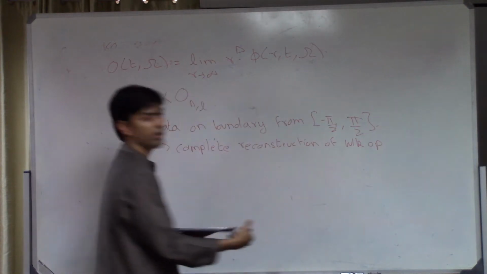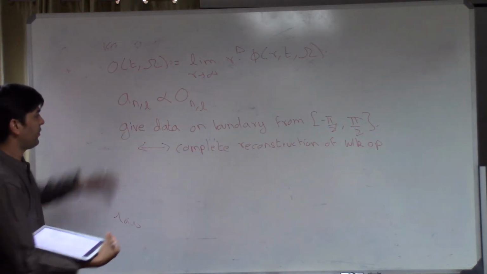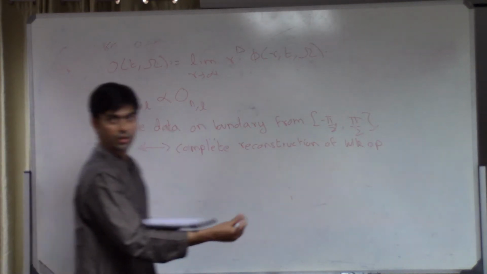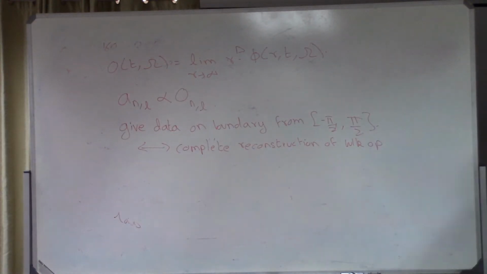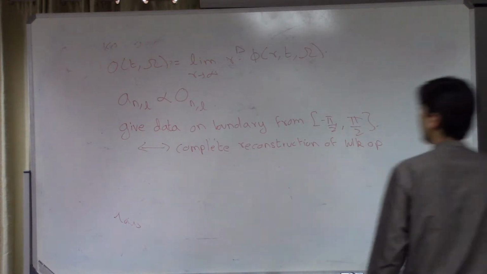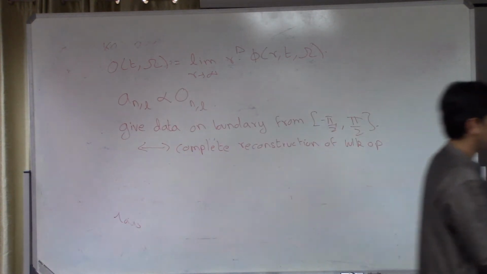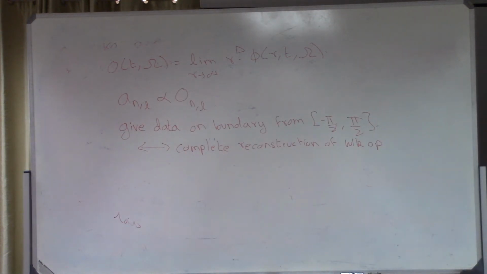Okay. Is this clear? The reason for this is that if I give you O of t, you Fourier transform O of t. You know that the allowed frequencies that appear in O of t have to be delta plus L plus 2n. Therefore, you get O of n L. Okay. You put that into A and L here, and you get the bulk field. And this is now an expression for the field at all points in space and time. So if I give you boundary data on a patch from minus pi by 2 to pi by 2, that tells you everything you want to know about the bulk.